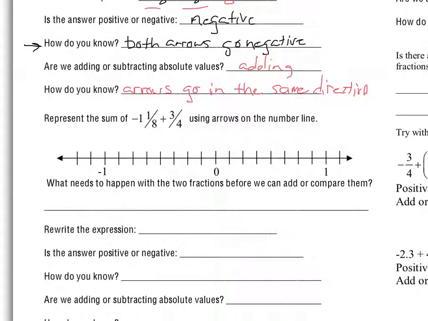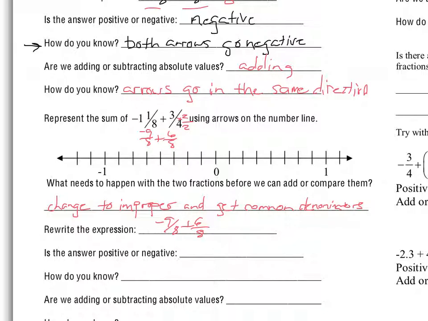Okay, so what do we need to do? It looks to me like in order to do this, we probably need to change to improper fractions where necessary, and get common denominators. So this is going to be negative 9/8. And for this one, 8 is going to be my common denominator, times 2 over 2. That's going to give me positive 6/8. So I'm going to rewrite this expression: negative 9/8 plus 6/8.